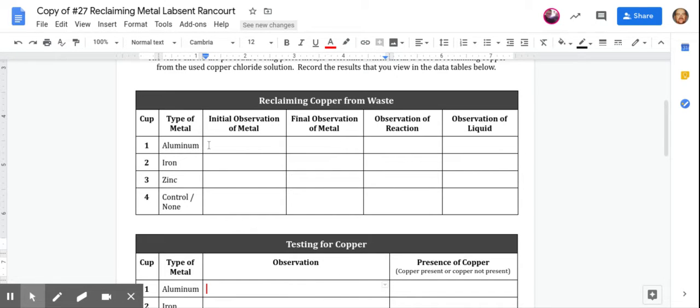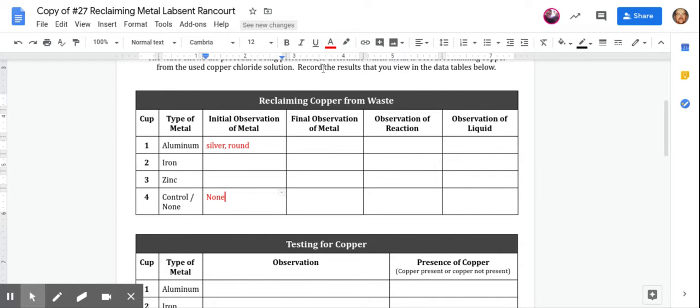The first thing that you need to add in these columns right here is, when you watch the video, you need to describe the metals. For instance, you're going to tell me that the aluminum washer is silver and that it's round. You'll need to do that for the iron and the zinc. You're going to write none in the control group because you're not adding any metals to cup 4 whatsoever. So you're just comparing. Okay, so you'll need to do that for the initial observations of each metal.